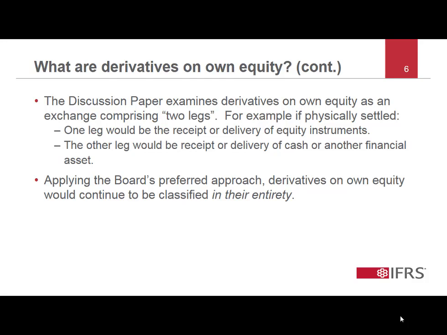Derivatives on own equity can be considered as an exchange comprising two legs. So in the case of a gross physically settled derivative, one leg would be the receipt or delivery of equity instruments. The other leg would be receipt or delivery of cash or another financial asset. Consequently, derivatives on own equity combine both an equity leg and an asset or liability leg. Therefore, classifying them in their entirety as either equity or derivative asset liabilities will always result in certain anomalies.